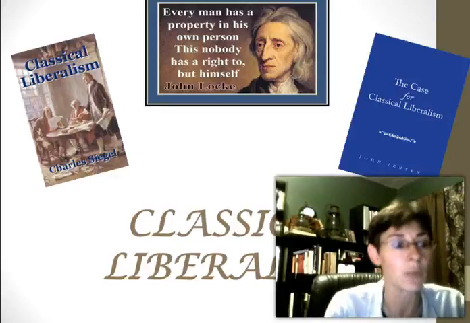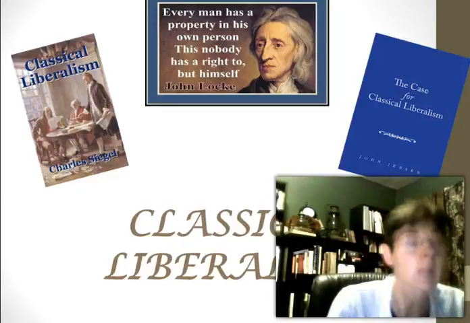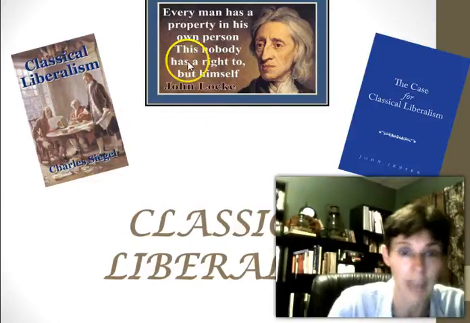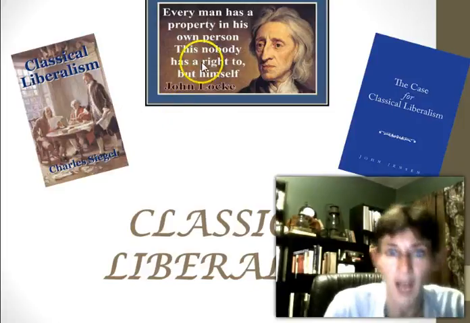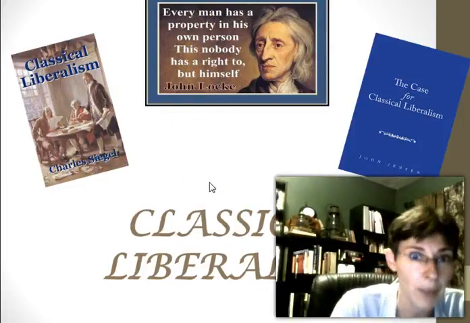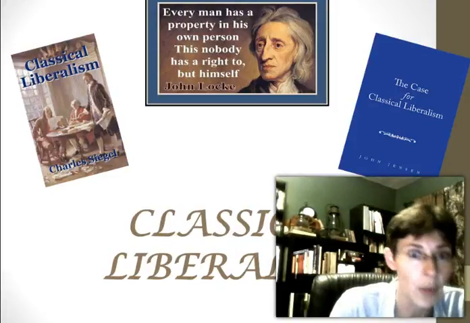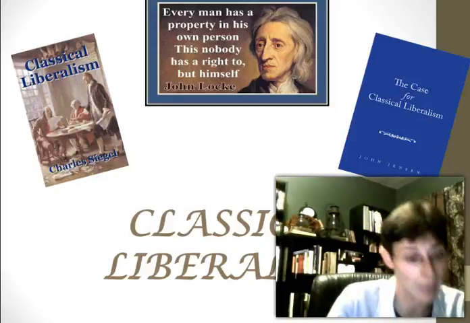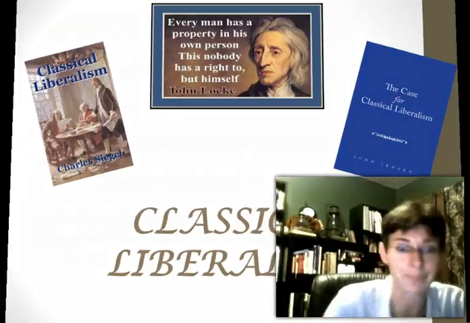Classical liberalism was a whole different kind of political philosophy, and we're going to talk about the details of what that was, but it was a philosophy based on a guy I know you've heard of, John Locke, and this is a quote from him up here at the top. "Every man has property in his own person. This nobody has a right to but himself." So that pretty much encompasses John Locke's view on the whole thing.